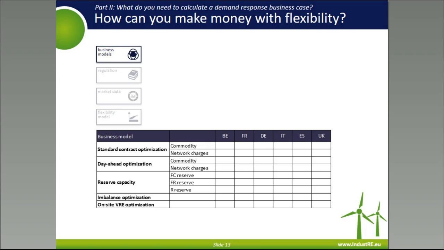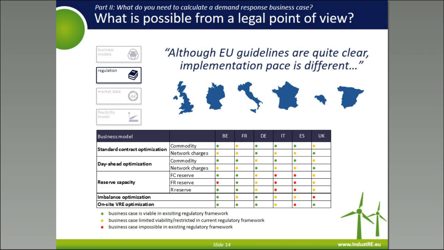Then there's still a possibility to trade on the imbalance market. That's the fourth option. And the last one is on-site variable renewable energy optimization. That's maybe a bit newer for you, but it's one we always explicitly mention in the industry project because we think it's one of the very good ways to use flexibility, and I'll come back later to how that might work. What you see as well is that these business cases might vary a bit from country to country.